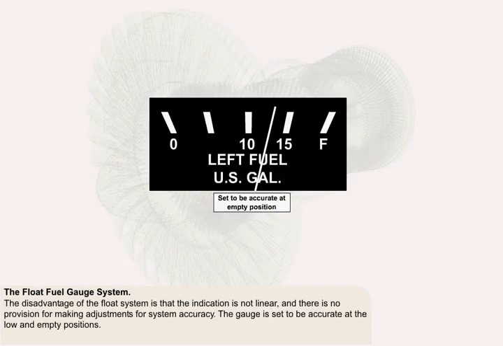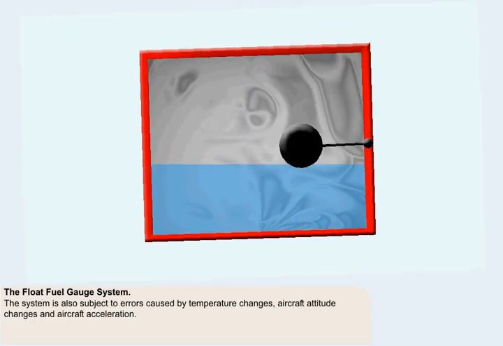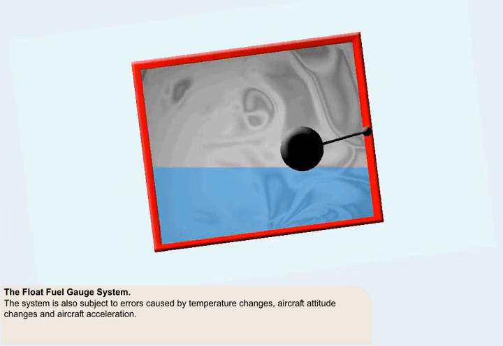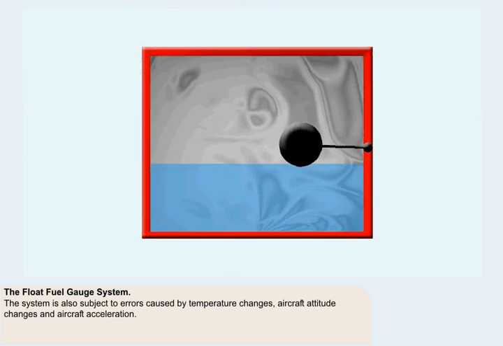The disadvantage of the float system is that the indication is not linear, and there is no provision for making adjustments for system accuracy. The gauge is set to be accurate at the low and empty positions. The system is also subject to errors caused by temperature changes, aircraft attitude changes, and aircraft acceleration.